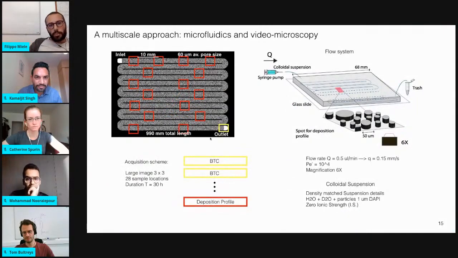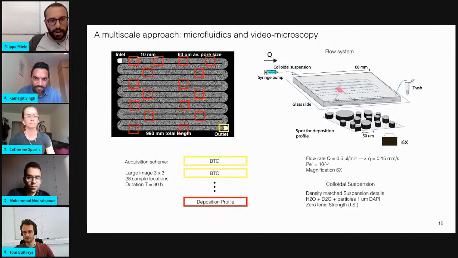So the flow system was represented in this way. We collect, by time-lapse image acquisition at the outlet, the concentration of the still flowing particles in order to measure the time dependency of the breakthrough curves. And then for the deposition profile, we scan in 28 positions, but it can be extended to whatever number of points you want to sample. We sample the deposition profile in 28 different positions.